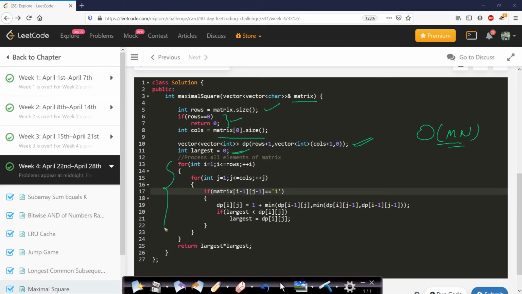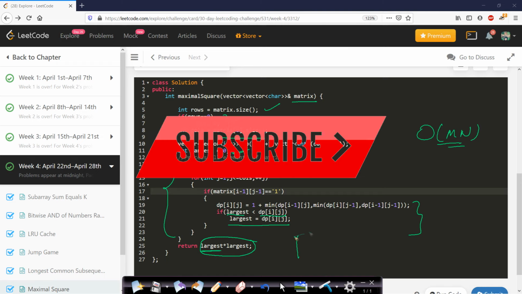Now I will process each and every cell using the formula which I have already explained to you. And if we find at any point that the largest is less than the value at DP at ij, then we will update this largest value. And finally, since the largest will be containing the side length of the largest square matrix, we will be multiplying it with the largest again to find the area of the square matrix. So this will be our answer. I hope you were able to understand this solution.